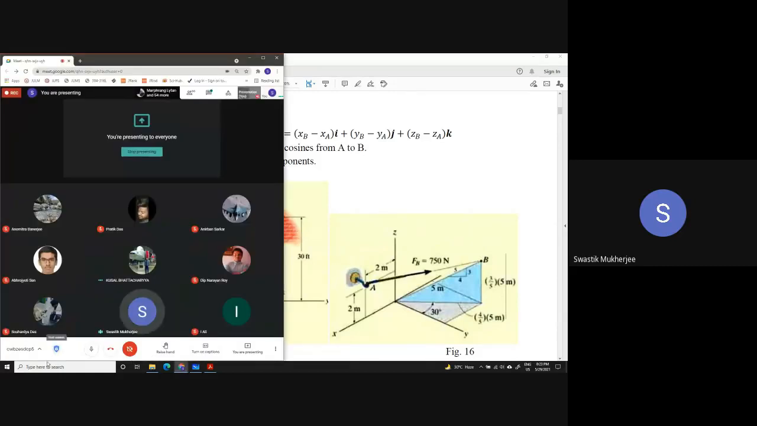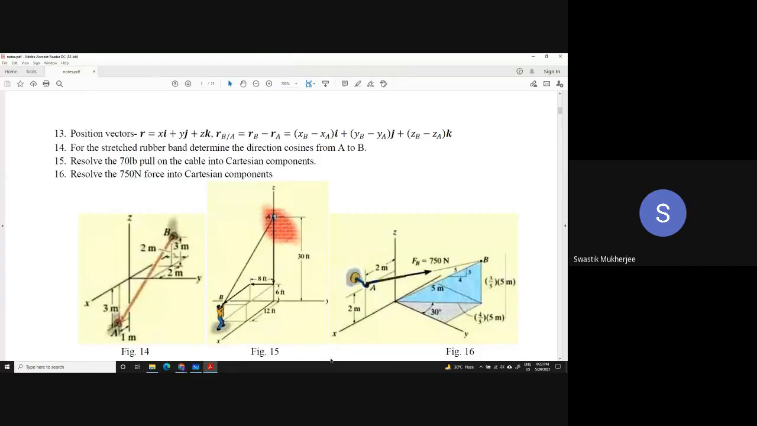Sir, B point is 2 meters from the Z axis. It is 2 meters away from the XZ plane. Think in this way. So you want to identify the y component of the coordinate of B, right? Yes. Sir, so A is on the XZ plane? Yes, A is in the XZ plane. Okay, sir.